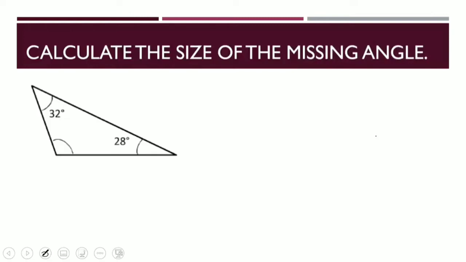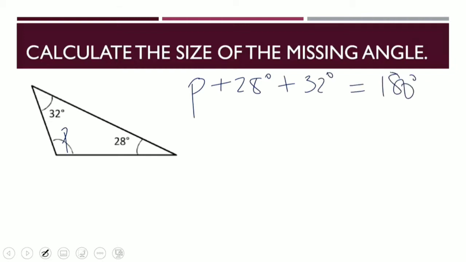Very similar. All right, we know two of the angles, 32 degrees and 28 degrees. One we don't know, and if you don't know it and there's no letter given, you can name the angle if you want to. So let's say we call this angle P. So that is going to be P plus 28 degrees, and it doesn't matter the order in which you write these angles, plus 32 degrees is equal to 180 degrees.